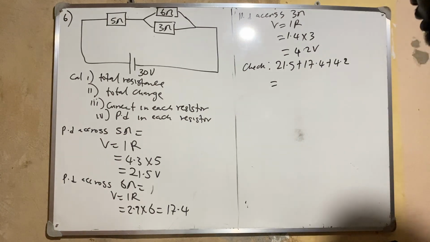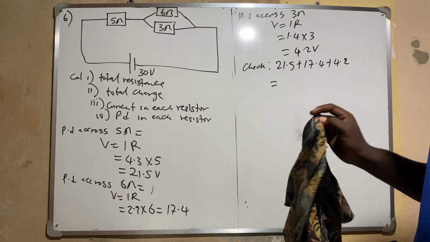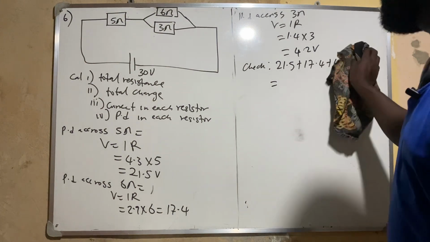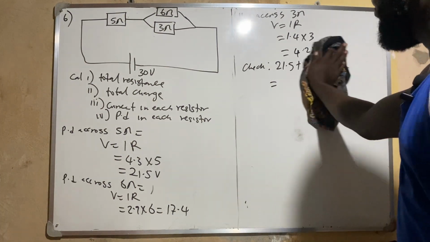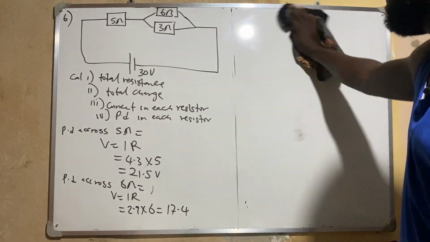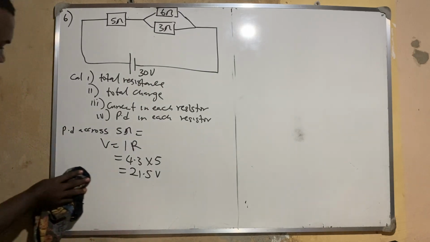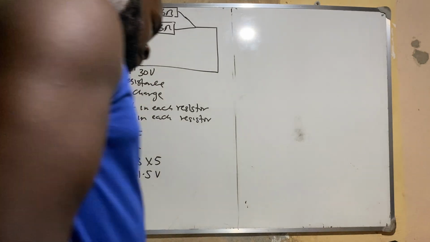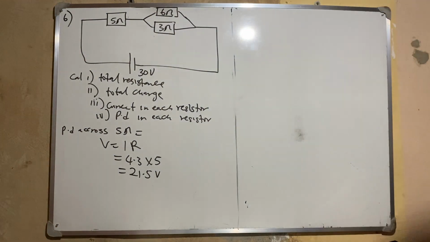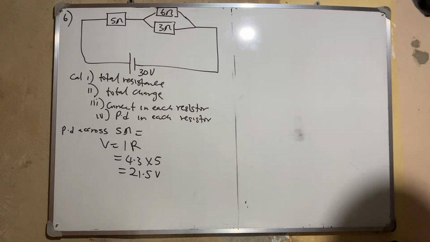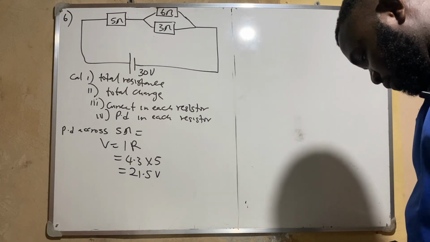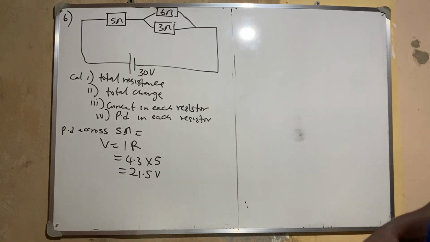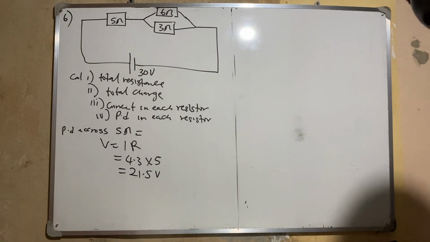Oh, sorry. So the problem here, that is why you need to check. The problem here is that the potential difference across the ones in parallel is the same. You should know that the potential difference across the ones in parallel should be the same. Okay. So how do we get the potential difference across the ones in parallel? Okay, V is equal to IR.